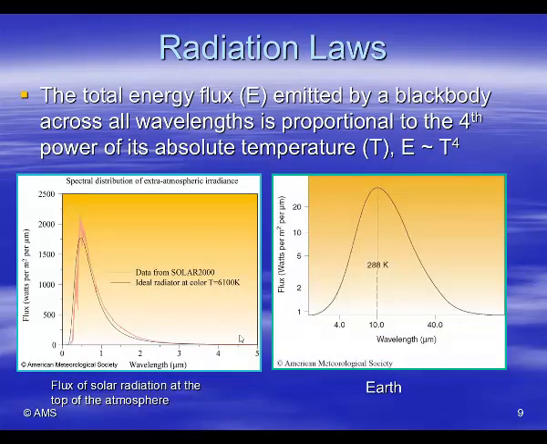Right, so if we look at the total energy flux, that's the energy per area per time, emitted by a black body across all its wavelengths, it's proportional to T to the fourth. This first diagram shows the flux of the radiation at the top of the atmosphere. It's the red line here. And an ideal radiator is this black line here.